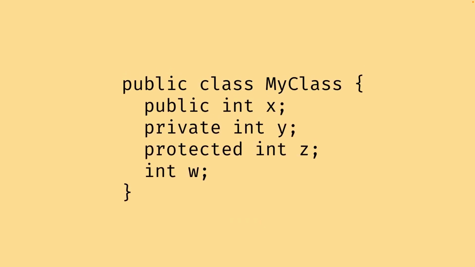Here are some examples of how to use access modifiers in Java. We have 4 fields here, an int x, int y, int z, and int w. X is public, y is private, z is protected, and w is default.